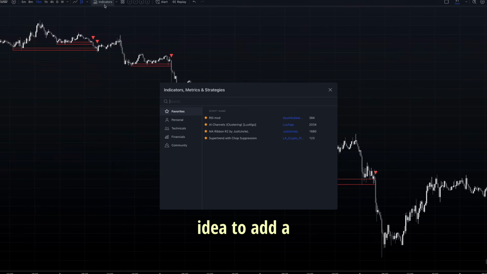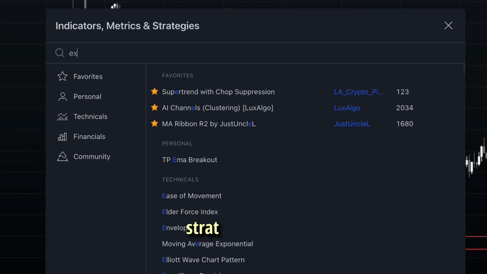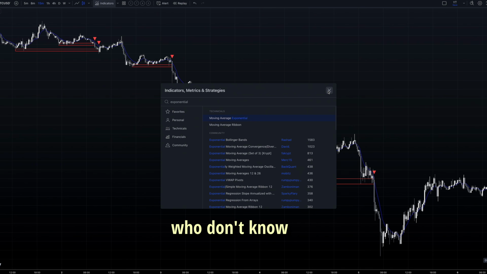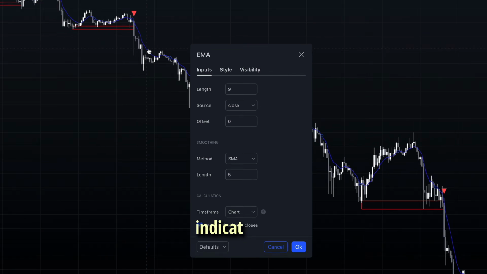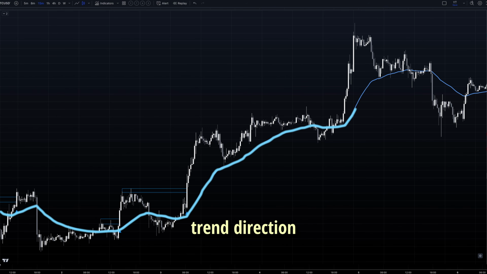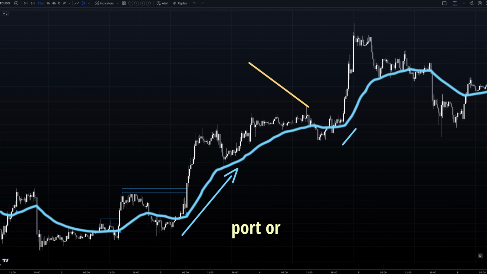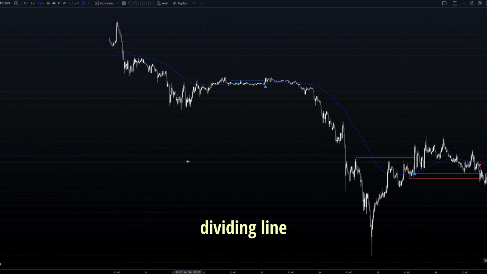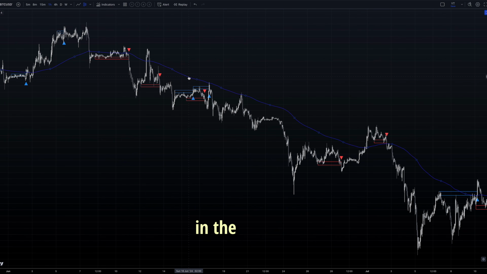It's always a good idea to add a trend filter. For this particular strategy, I prefer to use the exponential moving average, or EMA for short. For those of you who don't know, the EMA is a versatile indicator that provides valuable information about the overall trend. It gives you a clear visual of the trend direction, acts as dynamic support or resistance, and smooths out price noise while remaining responsive to recent price action. It serves as a dividing line between bullish and bearish bias in the market.